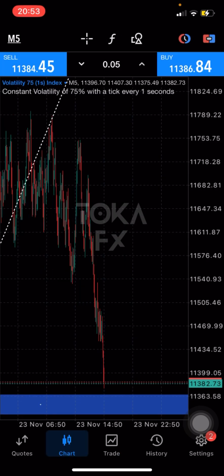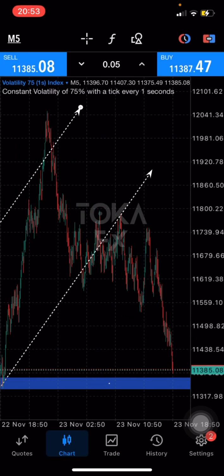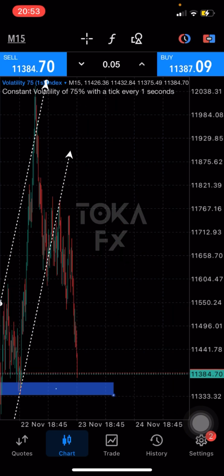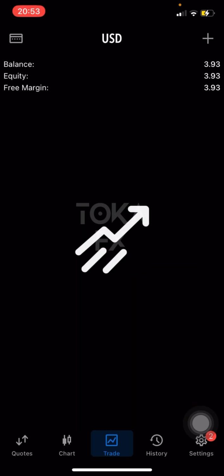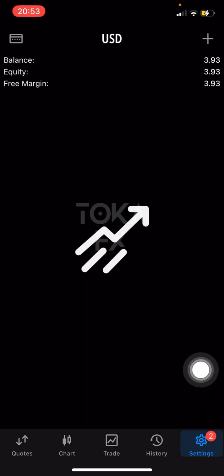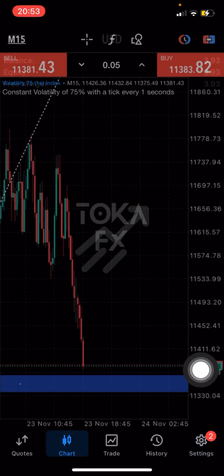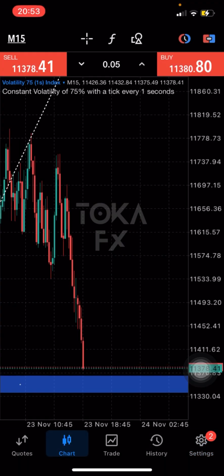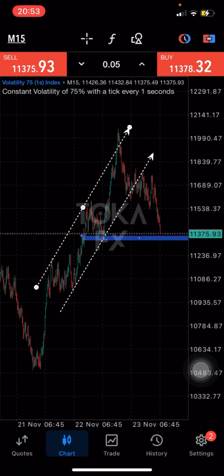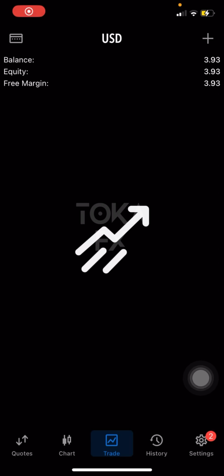So yeah, there we go. We've closed at around $3 and $3.93. So from 86 cents, we've now made $3.93. So let's go and look for another trading opportunity elsewhere. So there we have our $3.93. Let's just see what we can trade next.